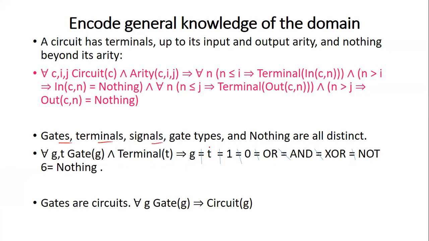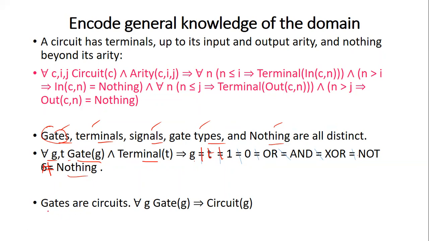Gates, terminals, signals, gate types, and nothing are all distinct. So somehow we should tell the knowledge base that these things are different from each other. So for all G comma T, gate of G and terminal of T implies G is not equal to T, which is not equal to 1, which is not equal to 0, which is not equal to OR, which is not equal to AND, which is not equal to XOR, which is not equal to NOT, which is not equal to nothing. By this, we are informing the knowledge base that all these are different things.